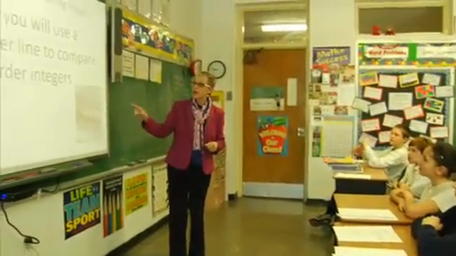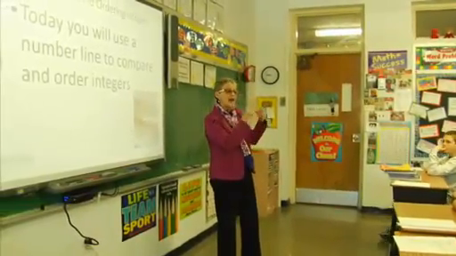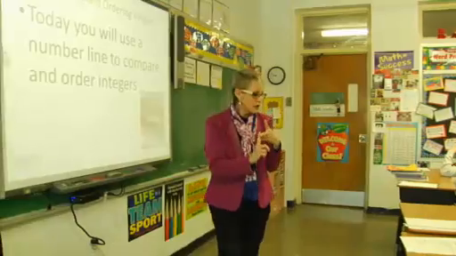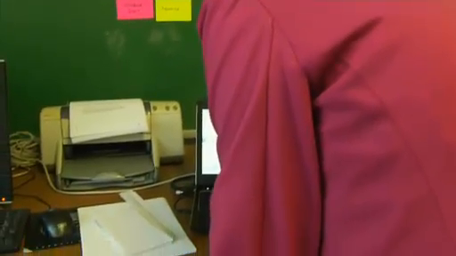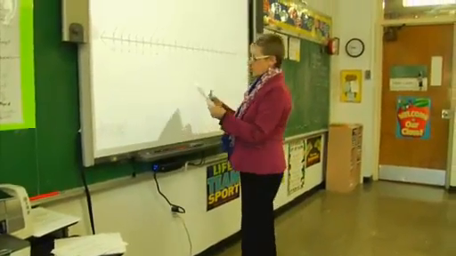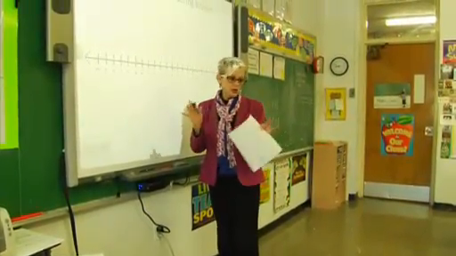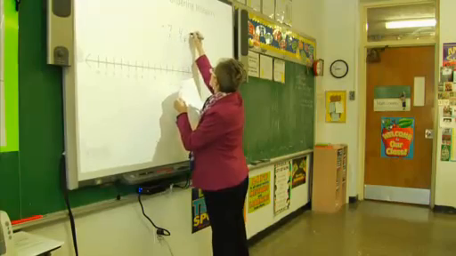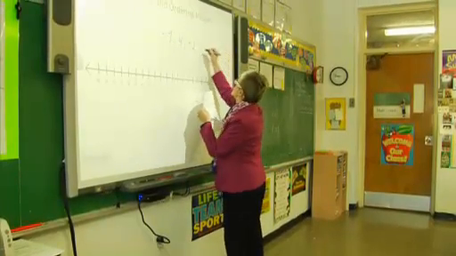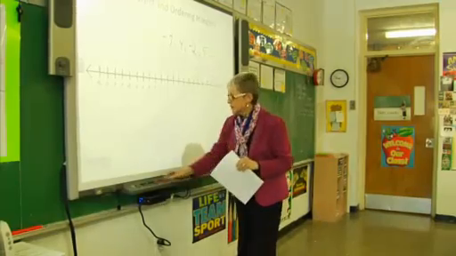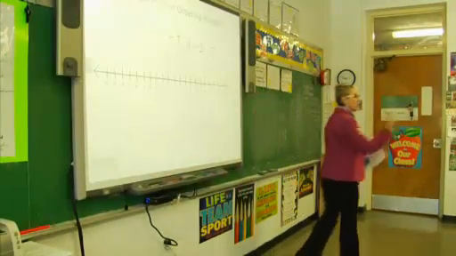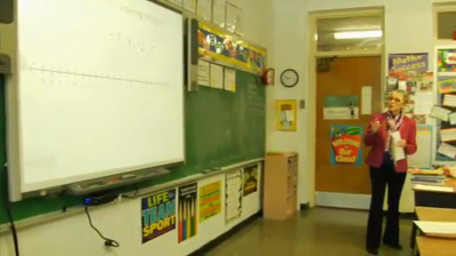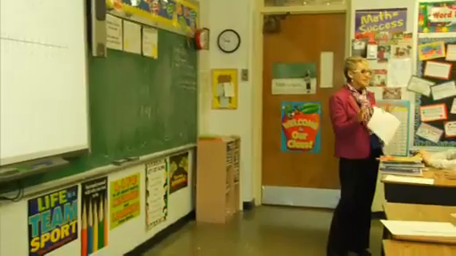Okay, so now that brings us into today's lesson. Today you're going to use a number line, and we're going to be comparing and ordering integers. You can write this down in your notebook or just do it with mental math. You have 4 integers here: negative 7, 4, negative 2, and 5. With your team, put those in order from least to greatest. Begin.